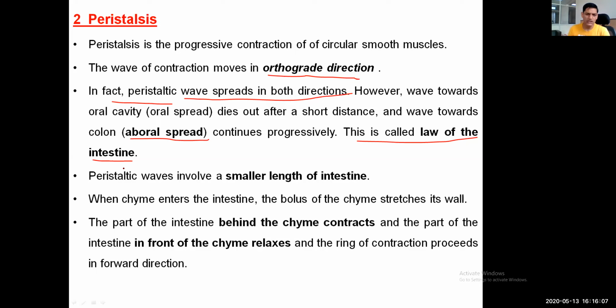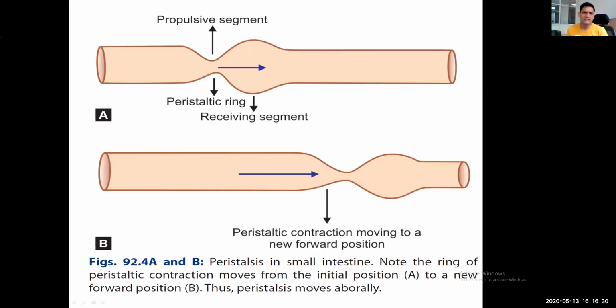A peristaltic wave involves a small length of intestine. Chyme enters the intestine, and the bolus of chyme stretches its wall. This starts the contraction in the part behind, and the part of the intestine in front relaxes, and the ring of contraction proceeds in the forward direction. Here we can see there is one propulsive segment, which has a peristaltic ring, and the other one is a receiving segment. This is a receiving segment.